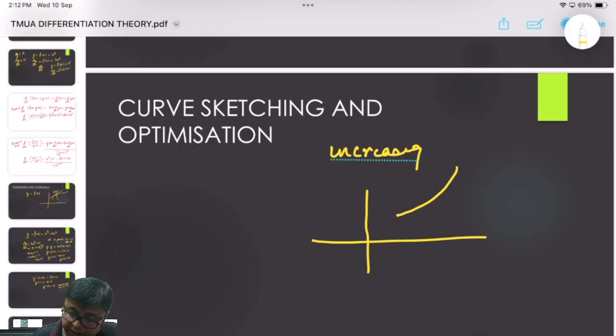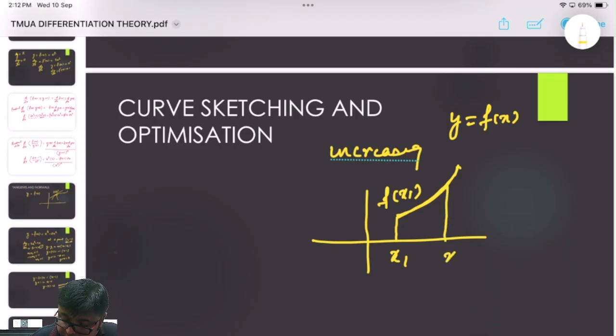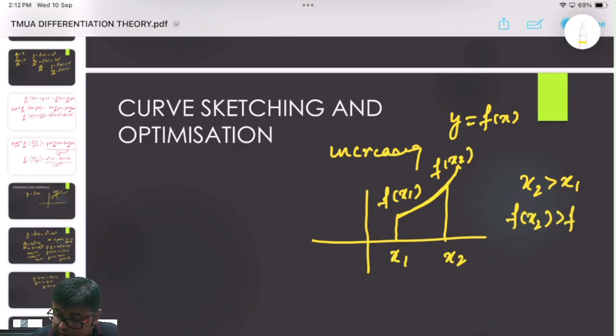Now, if we look at this part of the curve, let's first understand a simple method. Suppose this is x1 and we have a function y equal to f(x). So this is f(x1). Suppose this is x2 and this is f(x2). As you can see in this part of the curve, x2 is greater than x1, but I can also observe that f(x2) is greater than f(x1).